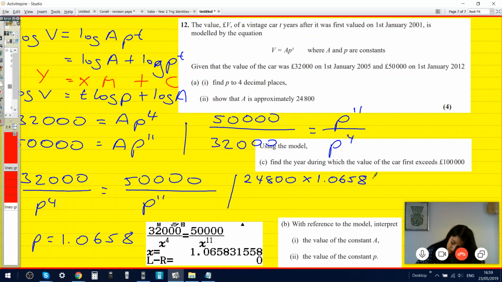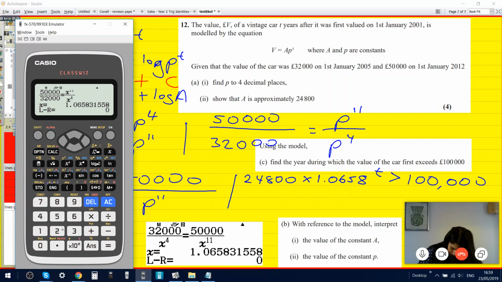Okay, so P was 24,800 times 1.0658 to the power of T gives you greater than 100,000. So 24,800 times 1.0658 is 26431. No, can't do that. BIDMAS, you have to do the power first. I don't know what the power is, and that's what you're trying to solve. So I can't even simplify it. You can't simplify it that way.